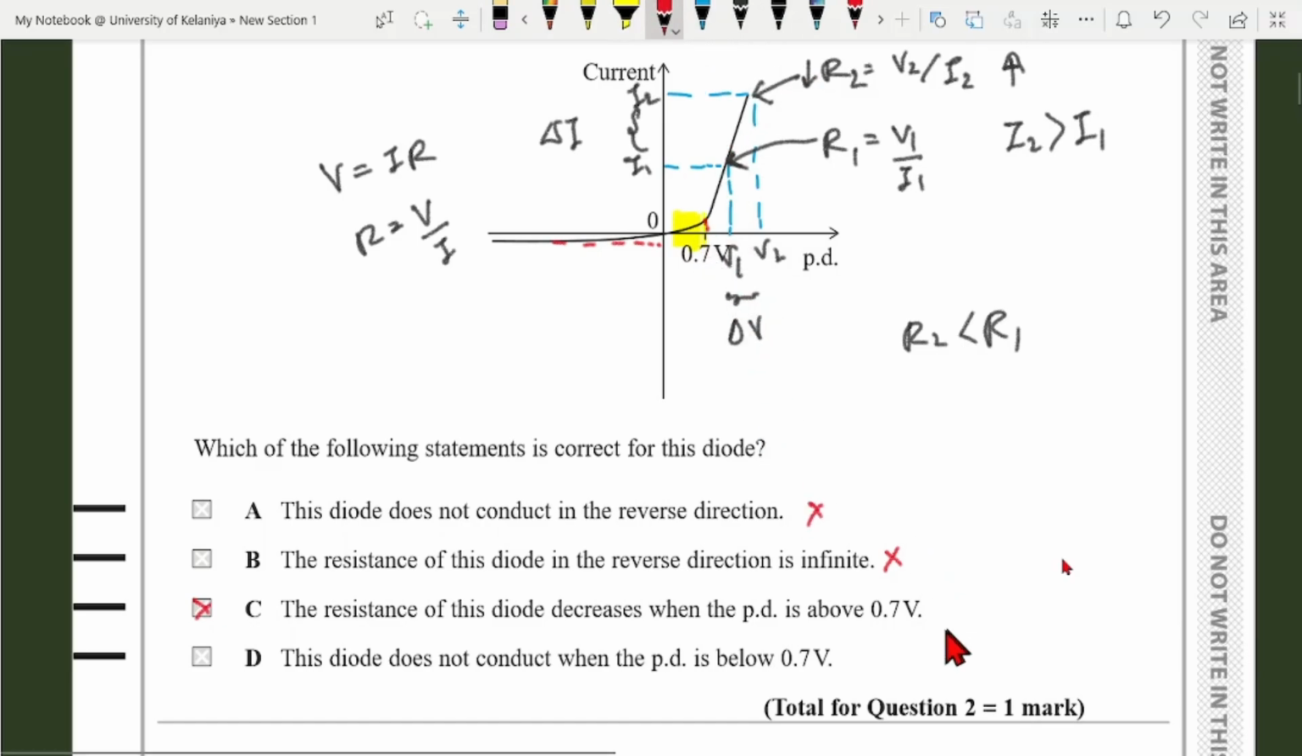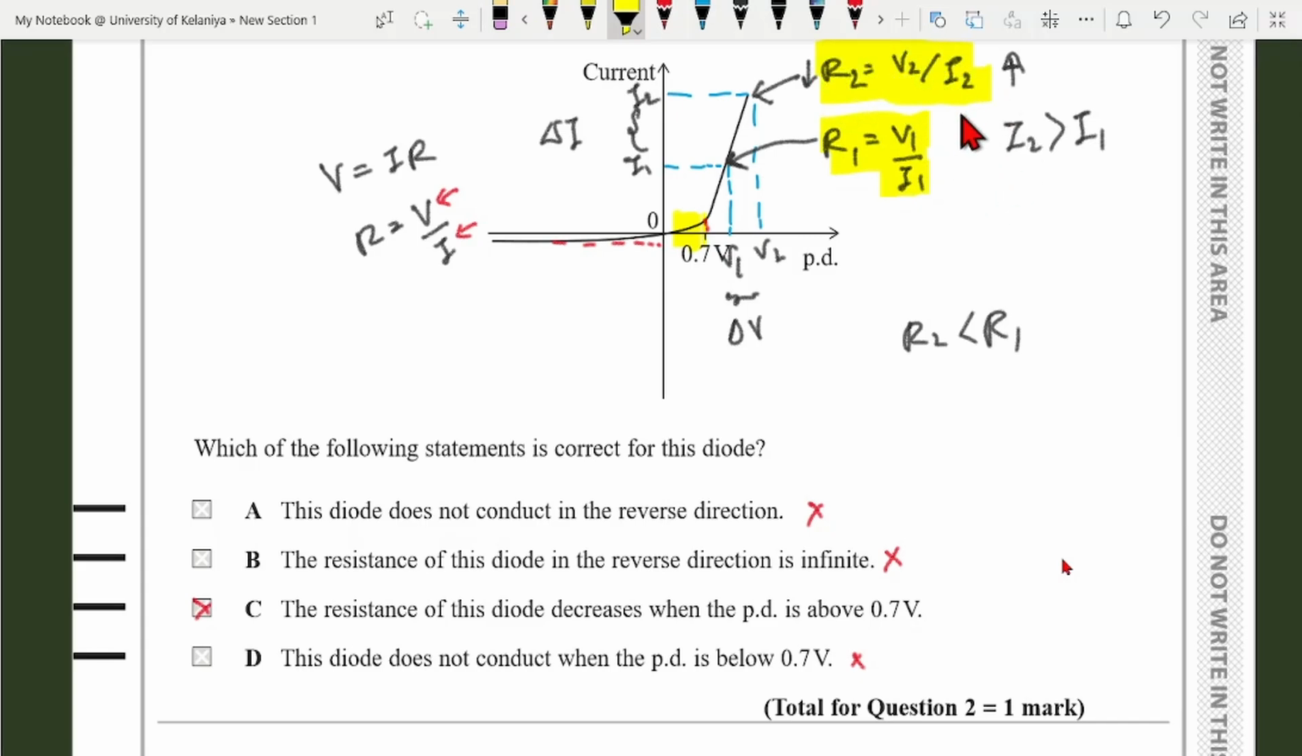So you can conclude the answer by just looking at the incorrect answers, or you can conclude it this way. You should keep in mind that resistance is not about the rate of change of voltage. It is not about any change, it is just the ratio of V over I at that point.